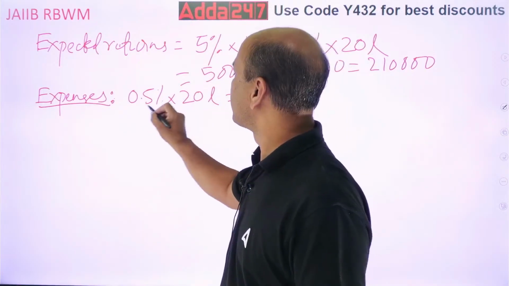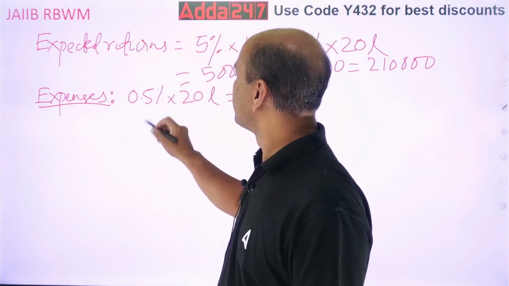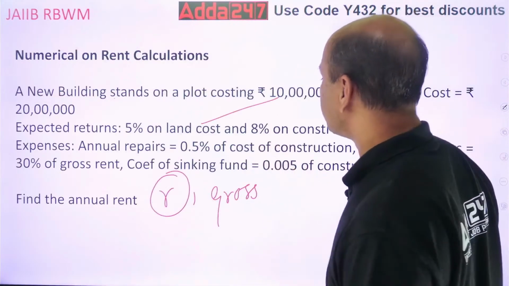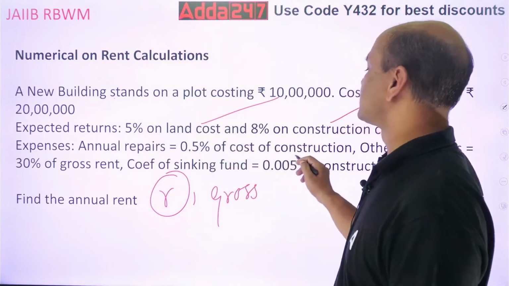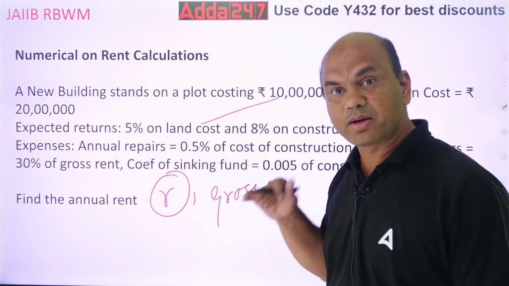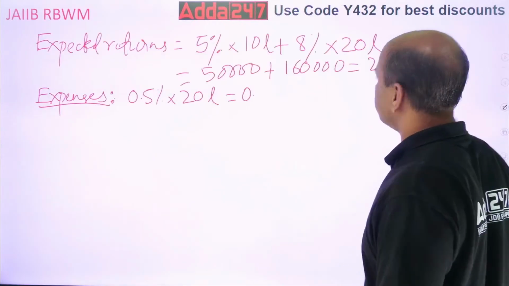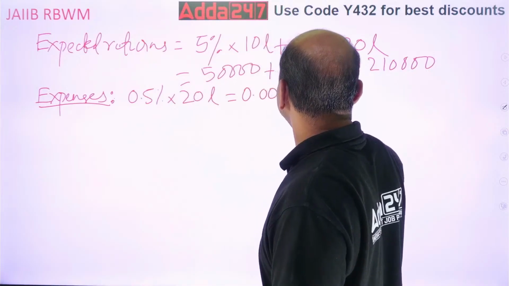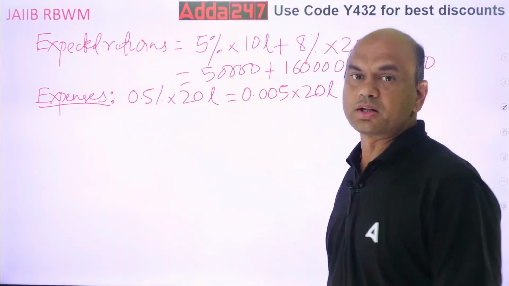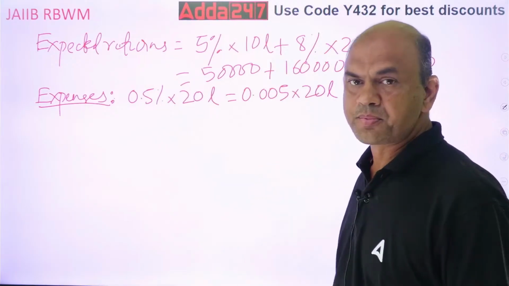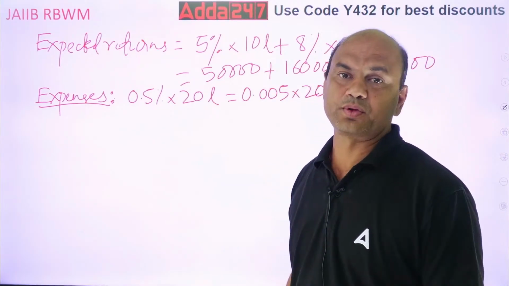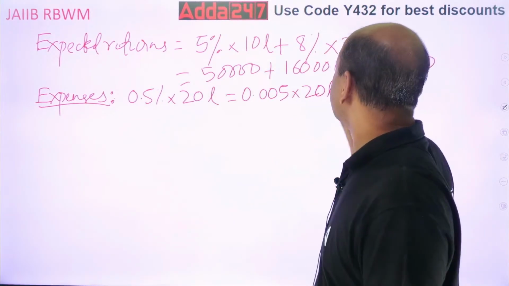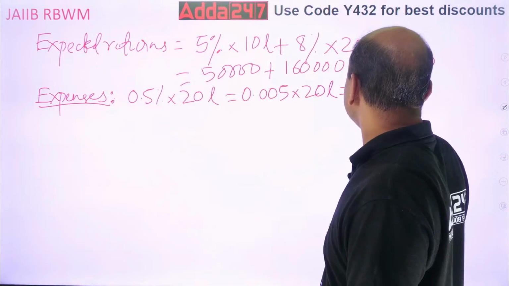0.5 divided by 100, two zeros, right? Is it 0.5 or 0.5%? It is 0.5%, okay? 0.5% of the cost of construction. So 0.5 divided by 100 will be 0.005. 0.005 into 20 lakhs. So what is the answer? Multiply this, 0.005 into 20 lakhs. What are you getting? 5 to the 10. So it is 10,000.